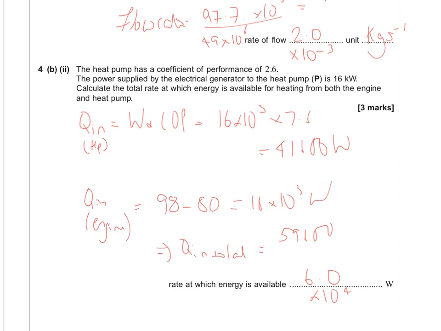So the key thing in here is remembering you're getting heat not just from the heat pump, but also from the initial engine, because it was saying both Q1 and Q2 were supplied to the buildings. So you need to calculate what the heat rejected from each of the situations is, and then add them together to give you this final answer here. Okay.